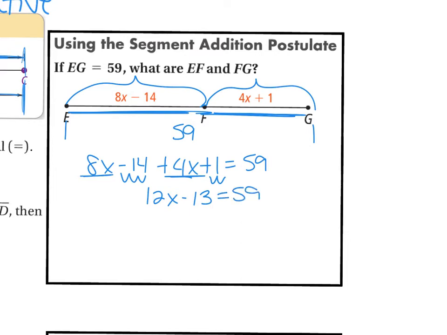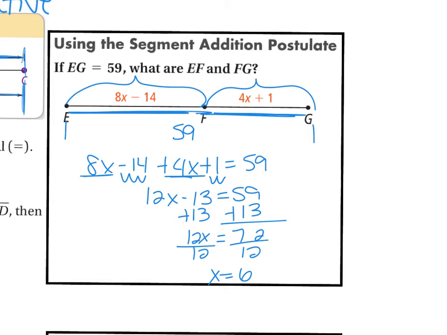equals 59. All right, then I'm going to add 13 to both sides. And that would give me 72 equals 12x. Divide both sides by 12. And so you get x equals 6. Okay, so the question didn't ask you what x equals, but you had to figure out what it was in order to figure out the length of these two segments.